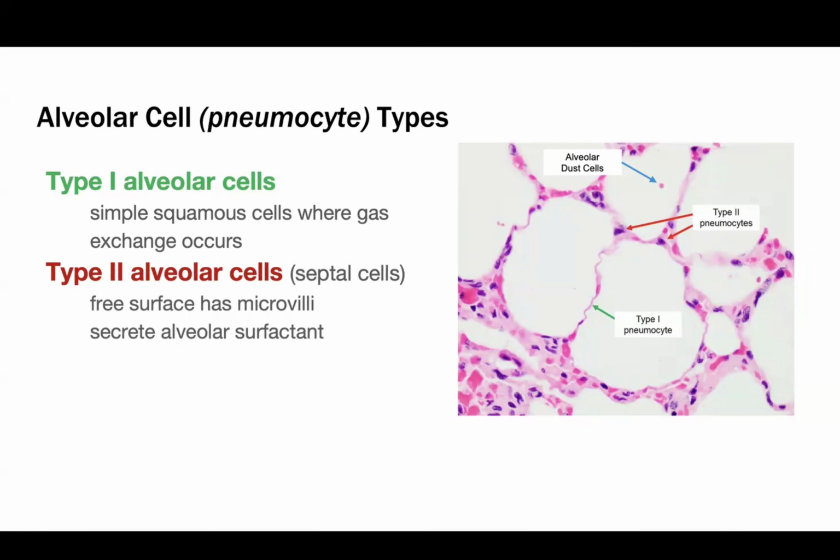They're scattered amongst the type 1 cells and have microvilli on their free surface. That's how you identify them on a light micrograph. Crucially, these cells have a super unique function. They're gonna secrete alveolar surfactant. This is a phospholipid mixture that reduces the surface tension at the alveoli. Without surfactant, alveoli would just collapse during exhalation.